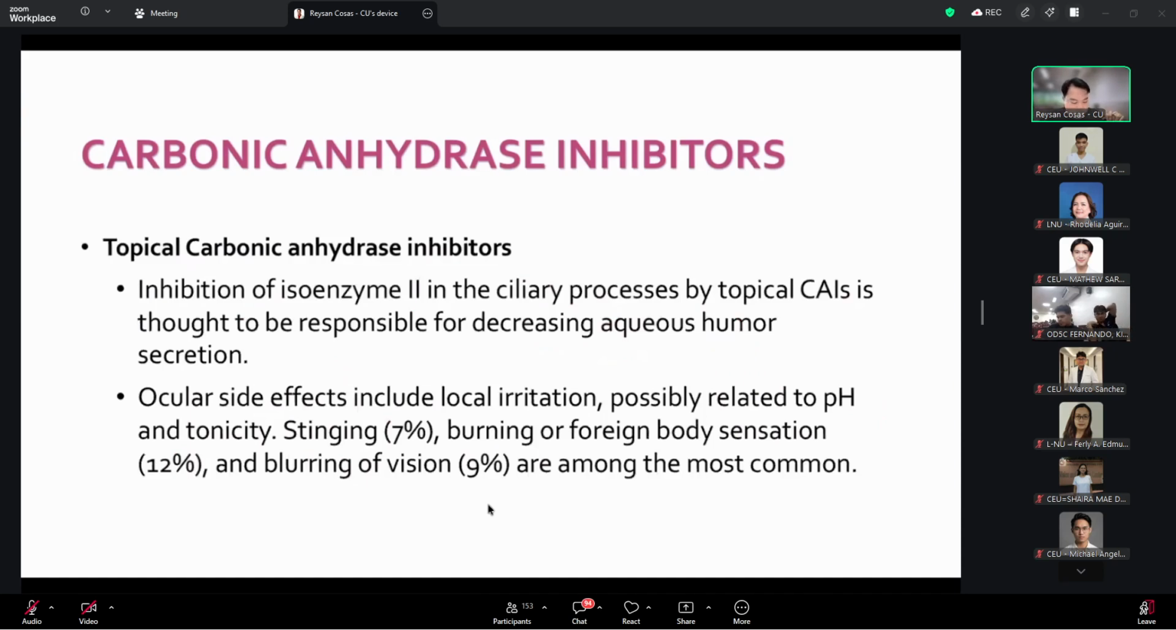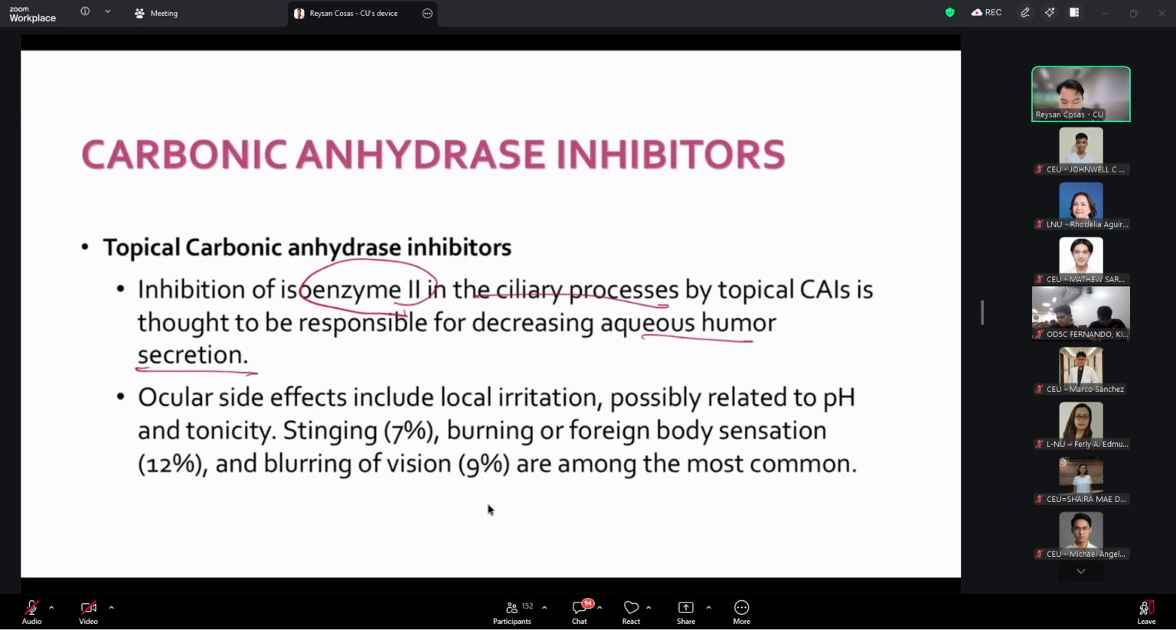So pag sinabi natin topical, ito yung kanina si dorzolamide. So dorzolamide is the first commercially available topical carbonic anhydrase inhibitor to show significant ocular hypotensive activity. Okay, so topical KIs are generally well tolerated and they inhibit the isozyme 2 in the ciliary process, therefore reducing bicarbonate and reducing the aqueous humor secretion.